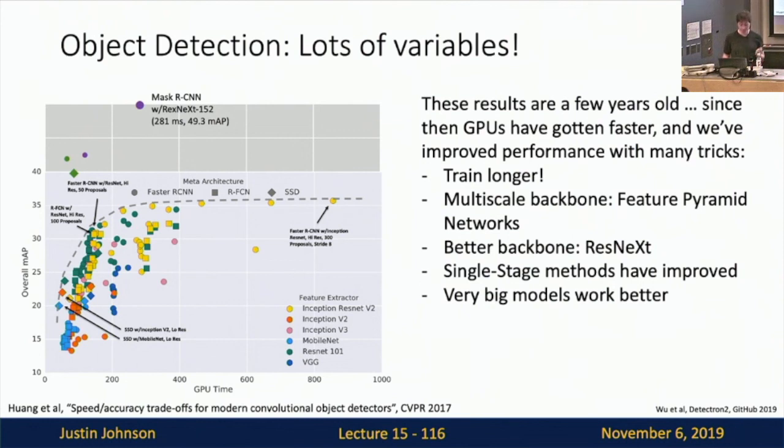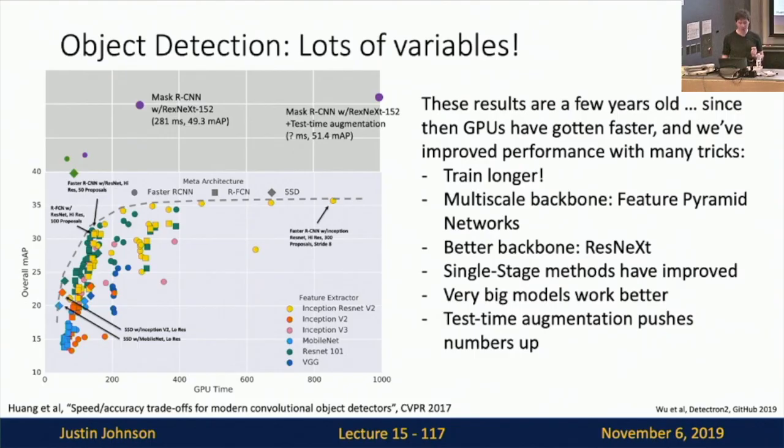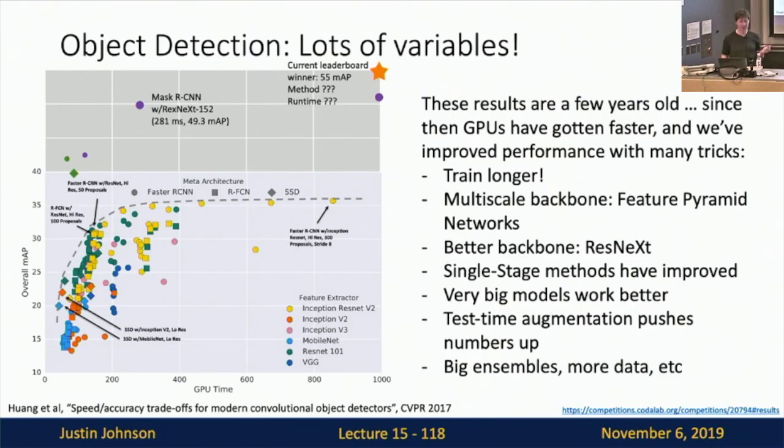Another thing is that very, very big models tend to work even better. So this is now a 152-layer ResNeXt, using this feature pyramid network approach and trained for a very long time. And now it gets all the way up to 49 mean average precision. And if you do some additional tricks at test time, like running the image at multiple scales, multiple sizes and multiple orientations, and you ensemble all of these predictions, you can get even better improvement. And if you train a bunch of models on a lot of data and ensemble all the predictions, then you can get even better performance.